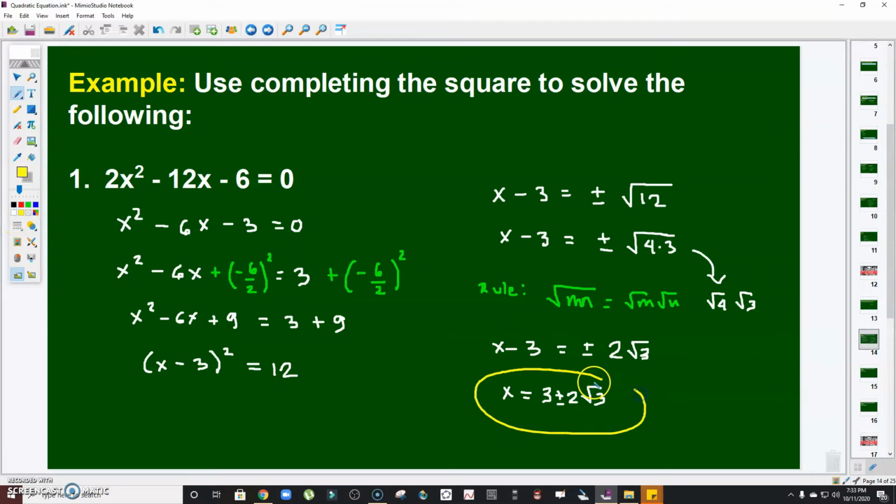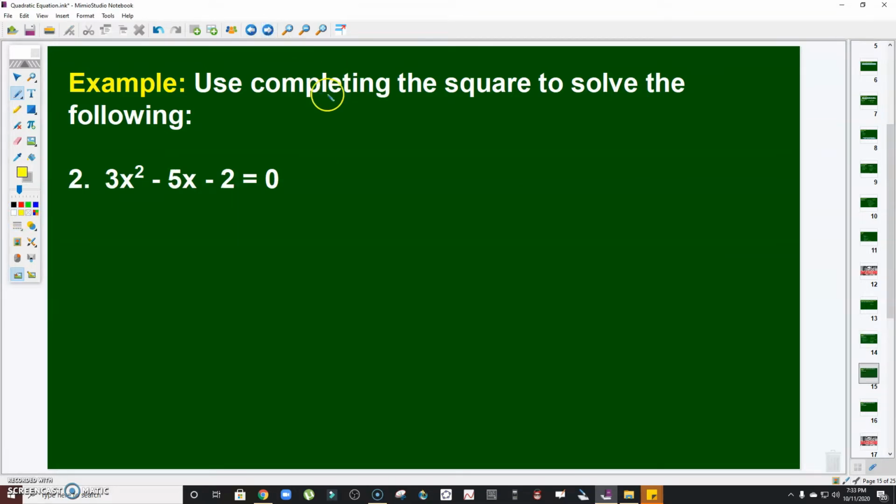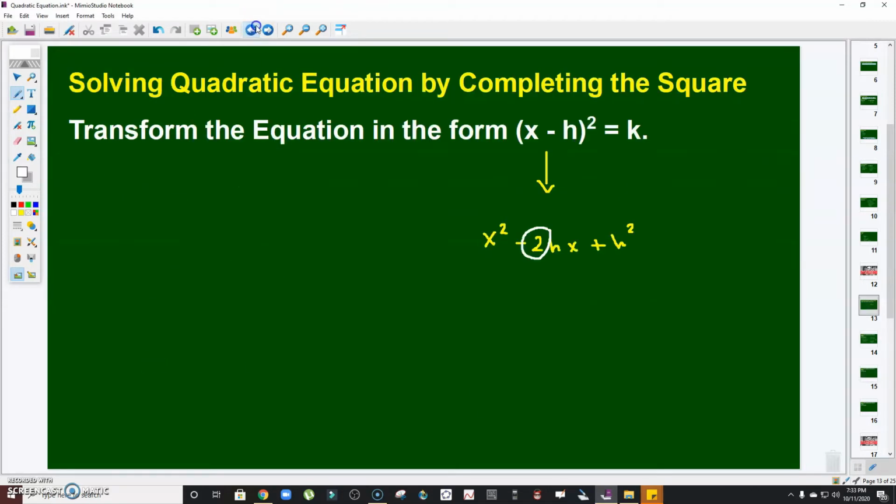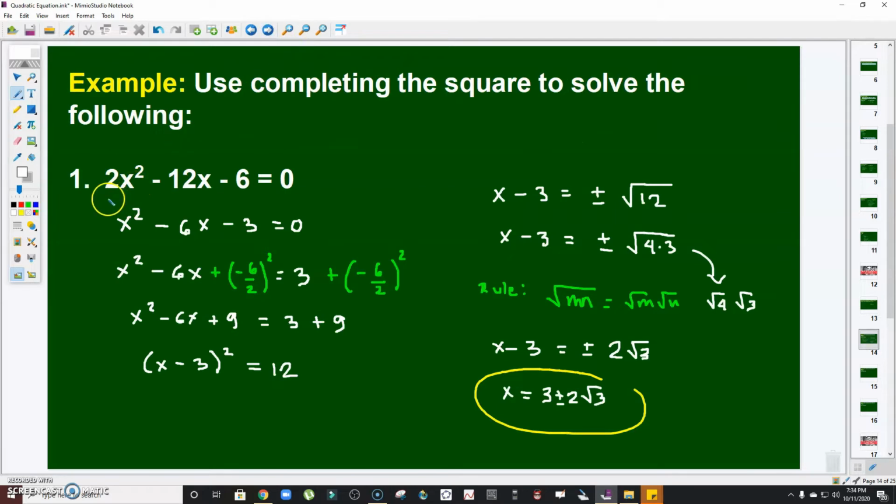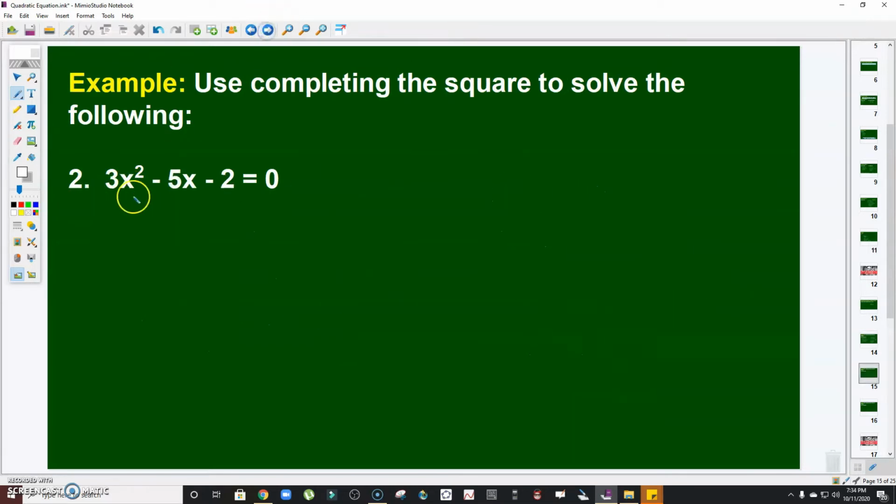See that? Okay. Next, second to the last problem. Problem number 2. I only provided 3 problems here. So, use completing the square to solve this one: 3x squared minus 5x minus 2 equals 0. Take note, ang goal natin, dapat ganito yung format. Dapat 1 yung coefficient ng x squared natin. So may 3 dyan.